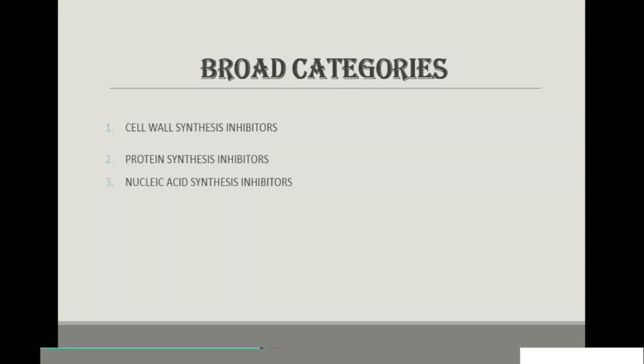So we have three broad groups of antibiotics. I group them based on their mechanism of action. The three broad categories of mechanisms of action include those that work on cell wall synthesis, those that inhibit protein synthesis, and those that inhibit nucleic acid synthesis directly and indirectly. So these are the targets for the drugs.